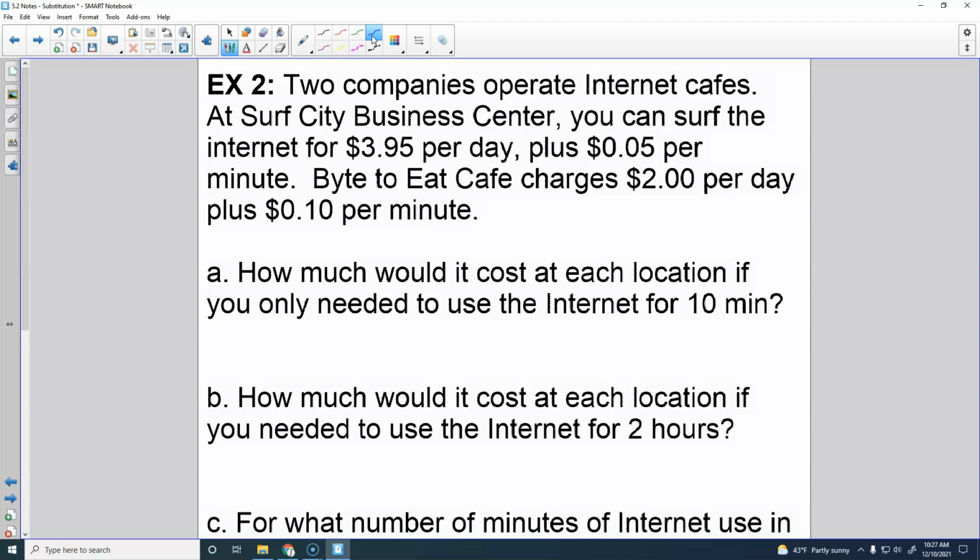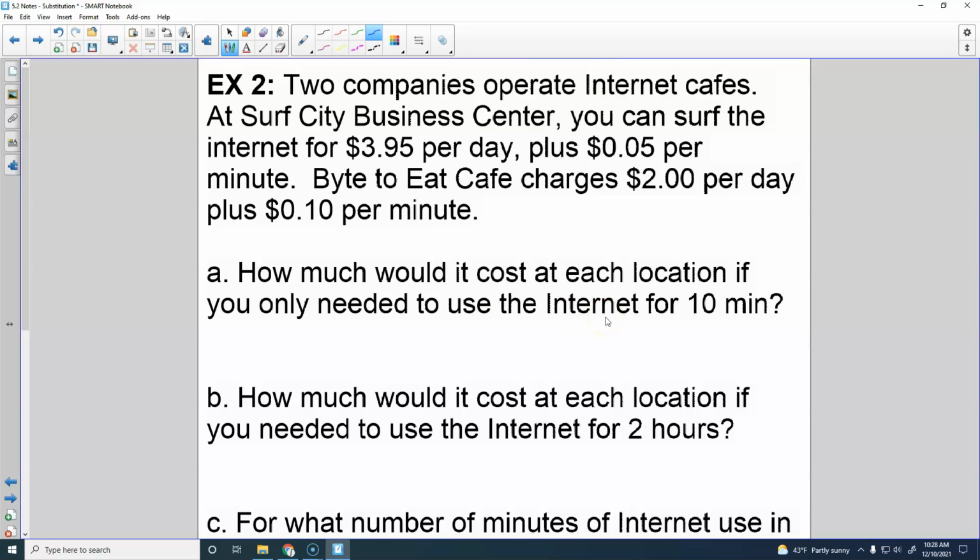So at Surf City Business Center, you can surf the internet for $3.95 per day plus 5 cents per minute. Bite to Eat Cafe charges $2 per day plus 10 cents per minute. This was more or less how they would charge whenever I went there. The computer would have a timer that would show up, so however long you use the computer, you were charged a base fee plus extra based on that.